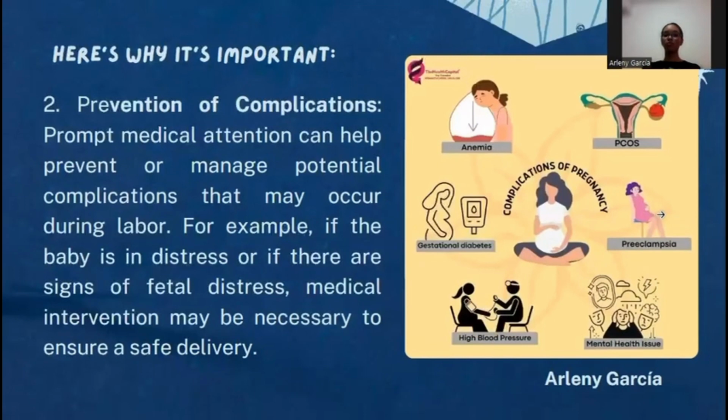Number 2, prevention of complications. Prompt medical attention can help prevent or manage potential complications that may occur during labor. For example, if the baby is in distress or if there are signs of fetal distress, medical intervention may be necessary to ensure a safe delivery.